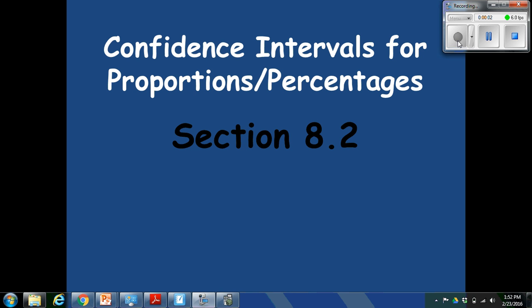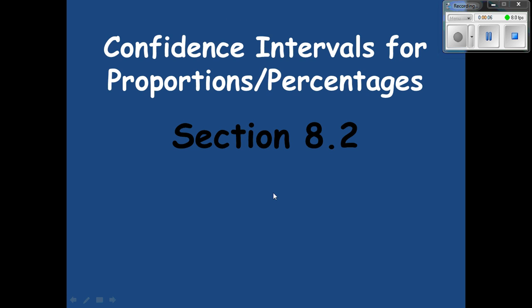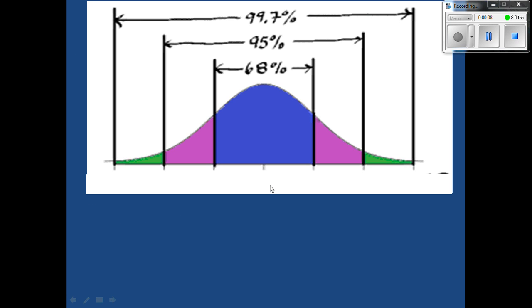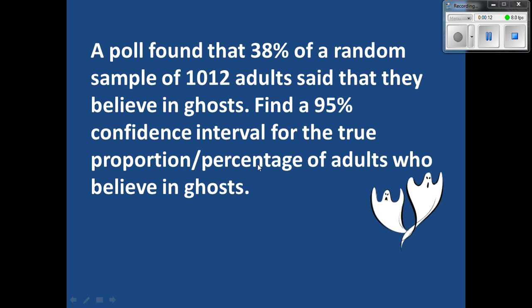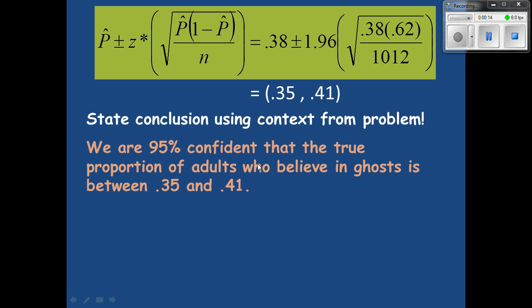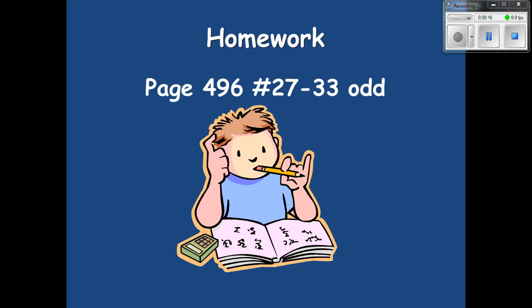Okay, this will be the second part of 8.2 confidence intervals for proportions. We kind of zoomed through all this stuff in the first part of the video, so if you need to take a look back at that, feel free. We did a little example here, and that was the homework.